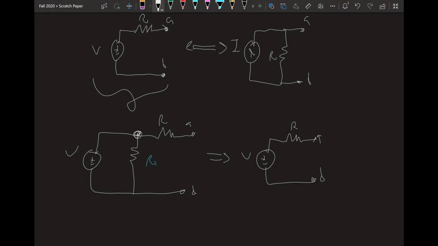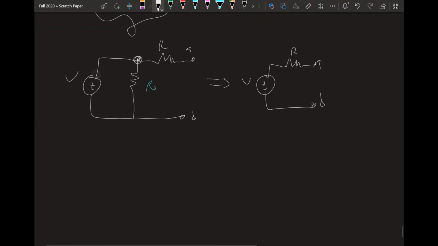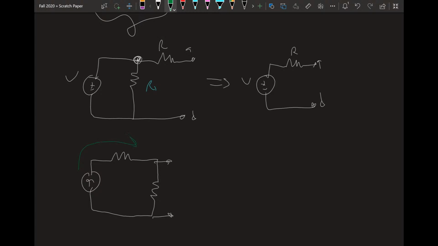Similarly, for the configuration on the right, a resistor in series with the current source does absolutely nothing because the full current still travels over here. Nothing's affected. So you can simplify this even further into this.